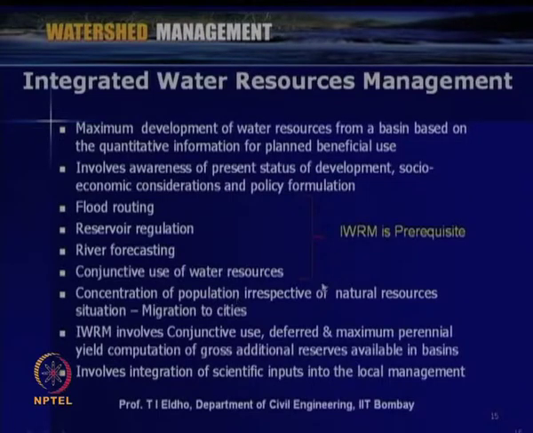Then concentration of population irrespective of natural resources situation, then migration to cities. So, when we discuss the IWRM, it may involve the conjunctive use, deferred and maximum perennial yield, computation of gross additional reserve available in the river basin, and it may also involve integration of the scientific inputs into the local management on a watershed basis or on a river basin scale.